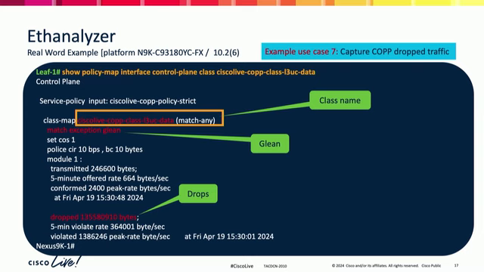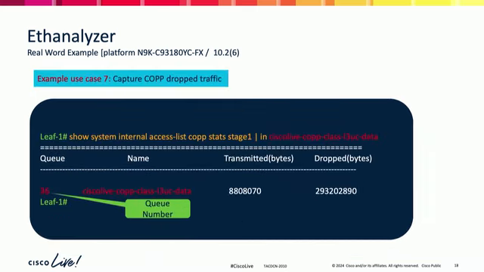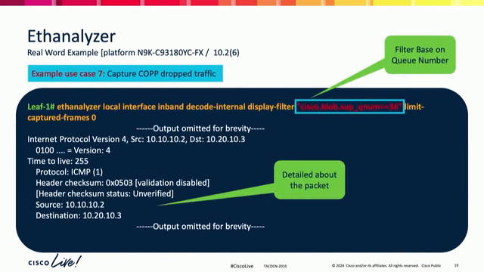What you do, you grab the class name, go to the next page, and say, show system internal access-list, COP stats, stage 1, pipe include the class name. From there, you find out the queue number, and then run the Ethanalyzer based on the filter cisco.blob.soup_queue number, and there you go, it will show you the traffic.